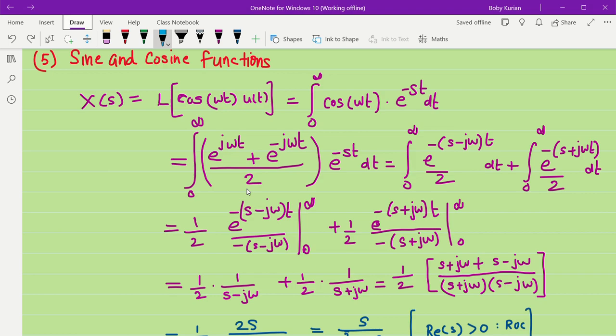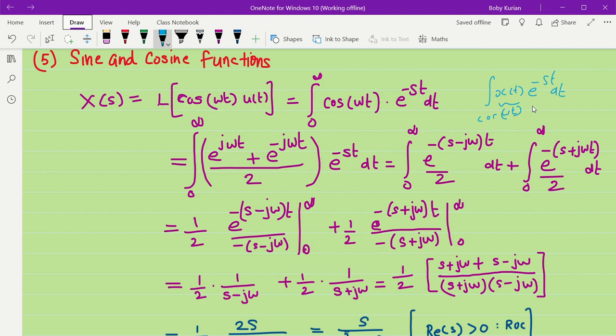Now let us see the Laplace transform of sine and cosine functions. So first of all, let us see the cosine function, that is cos omega t u of t. So the Laplace transform of cos omega t u of t is the integral from 0 to infinity of cos omega t e power minus st dt. So this is of the form integral of x of t e power minus st dt. So here x of t is cos omega t.